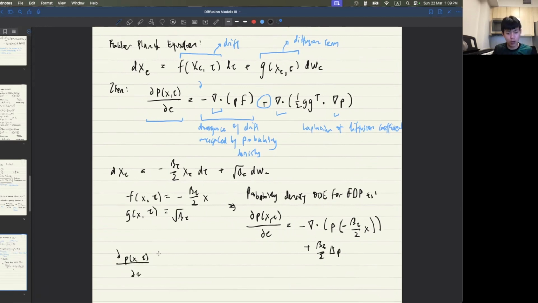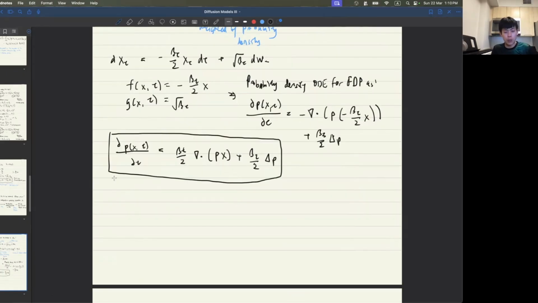We now know how the probability density evolves in the forward diffusion process. So just to simplify the equation a bit, I'm going to bring out the beta_t over 2 and apply the divergence to just p x, because this divergence is with respect to space. It is not with respect to time. Plus beta_t over 2 Laplacian of p. So we have accomplished the first arrow.